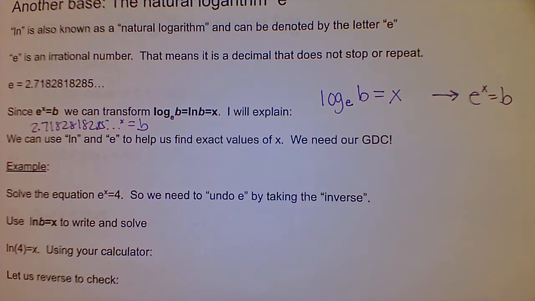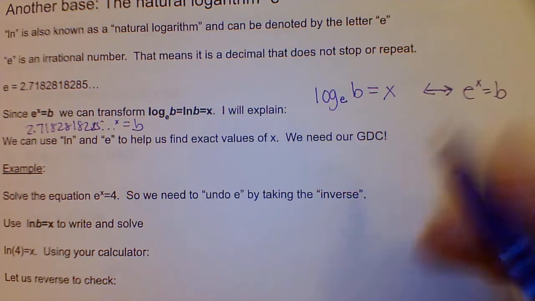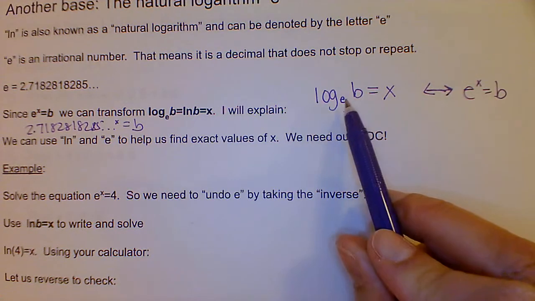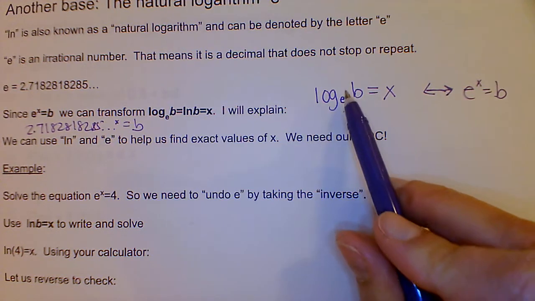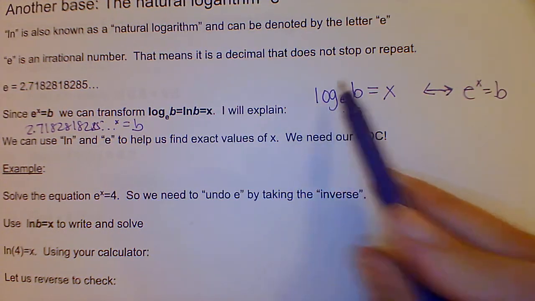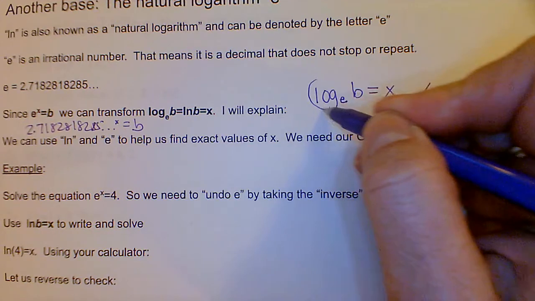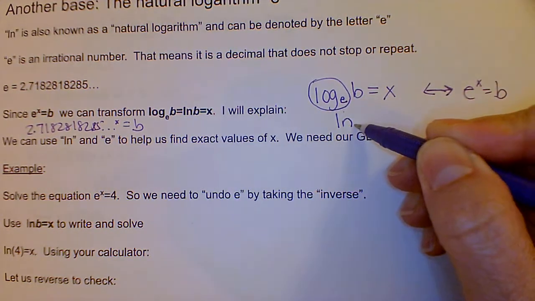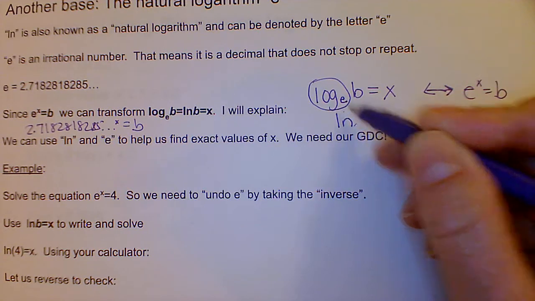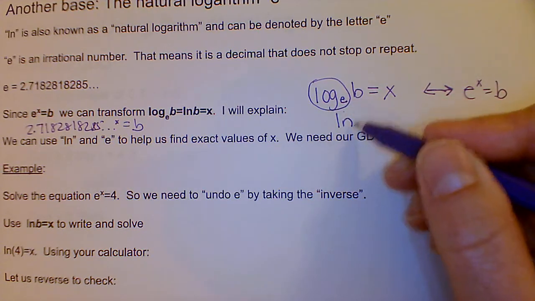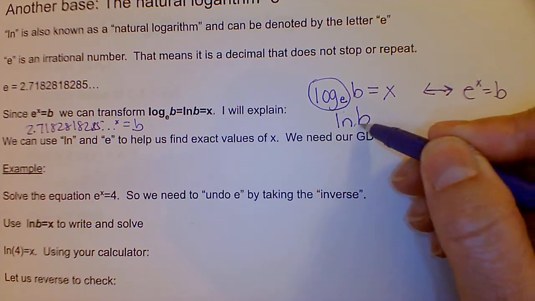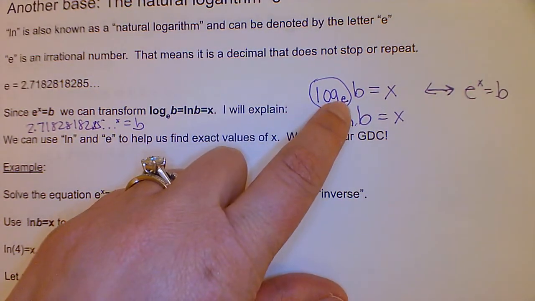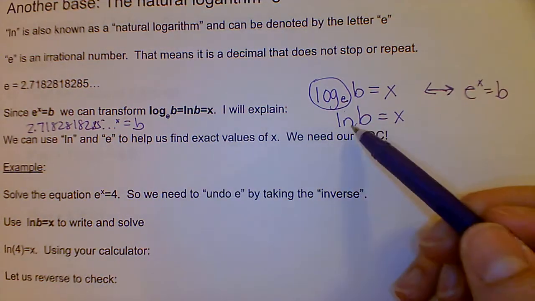Excellent. Okay, so in log form, in exponent form. Now in log form, because log of base e, this whole entire thing transforms into a natural log. So now this log base e transforms into the natural log of b equals x. So these combine, poof, make the natural log.